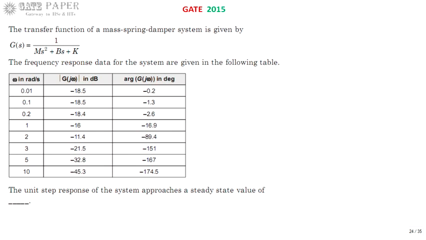Hello, we are discussing the GATE 2015 ECE paper. The transfer function of a mass spring damper system is given as G of S, that is 1 by ms square plus bs plus k, and frequency response data is also given for the system. We need to find the unit step response of the system approaching a steady state value.